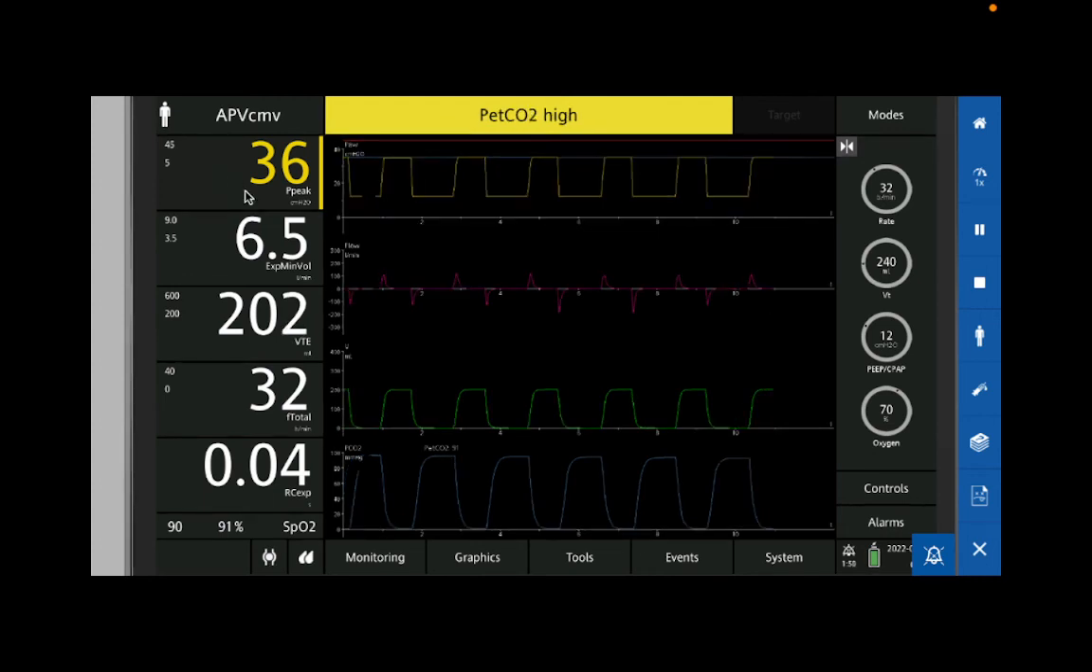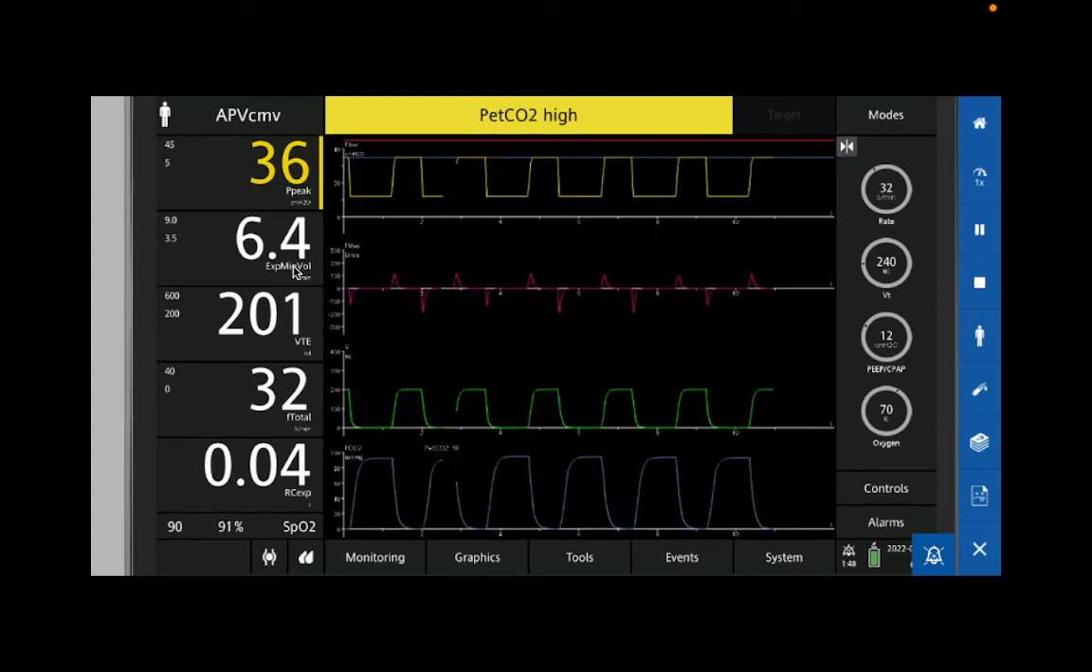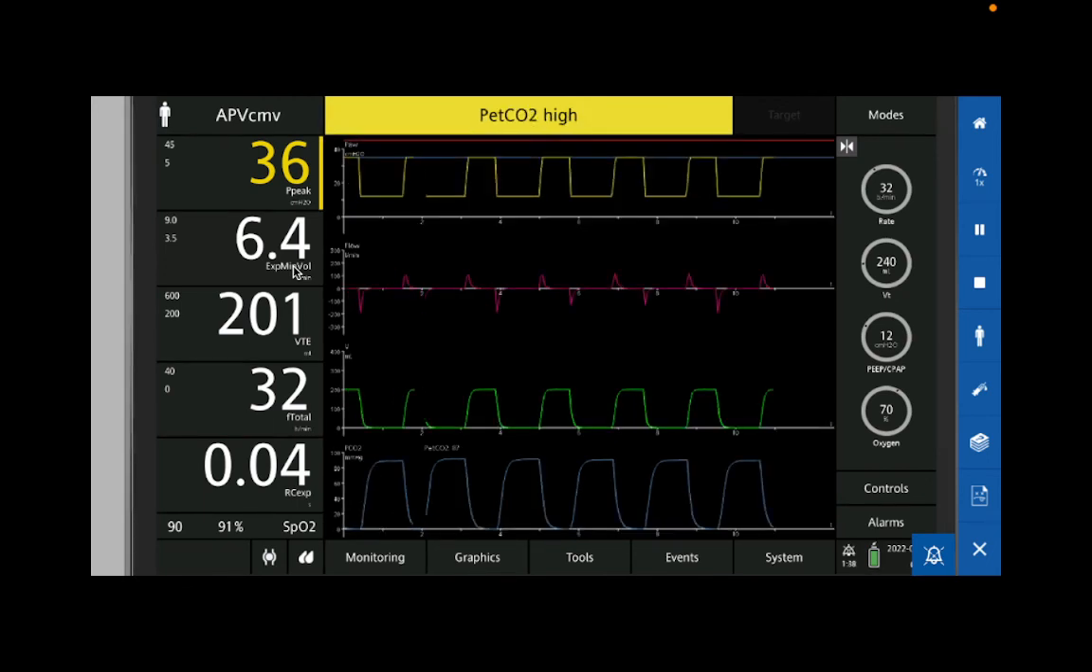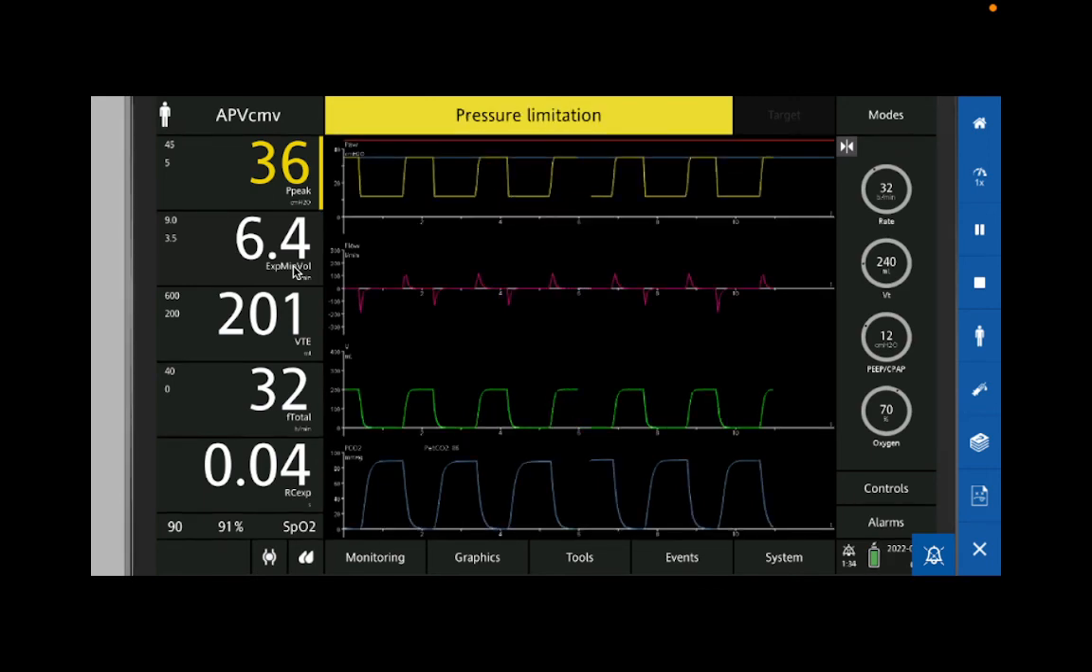So the trick is to watch your flow waveform. We can't see it on the board because the simulation is not perfect, but the flow waveform is the purple, right? So when you're breathing in, it's positive. This marker works. Not at all.